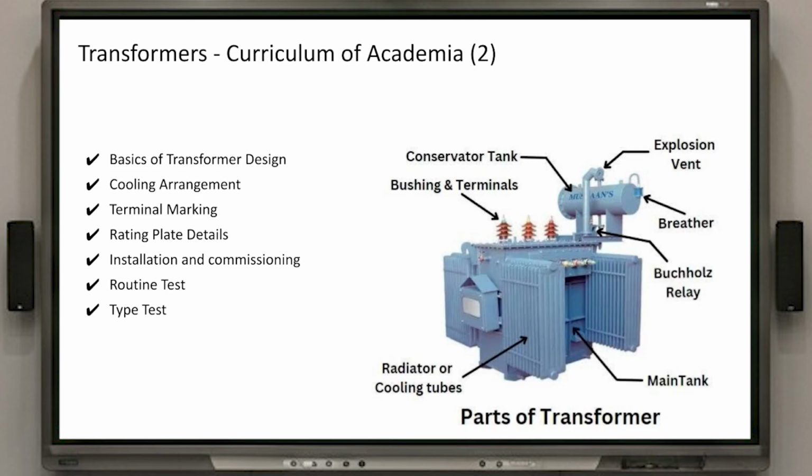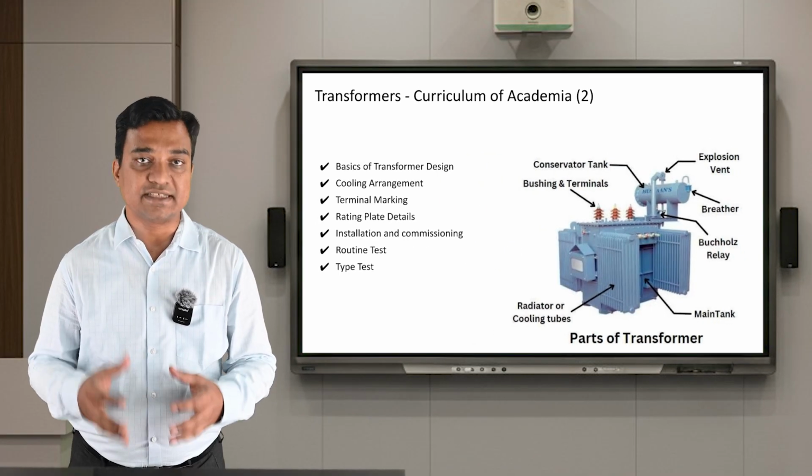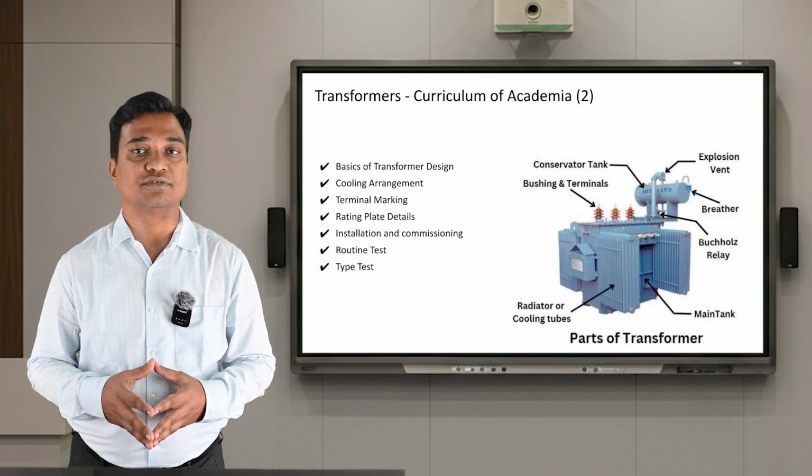Routine tests are the tests that are performed on the transformer during its manufacture or immediately after it to ascertain its conformity to the specified requirements, while type tests are the tests carried out for validating design compliance. So, these are the topics that are essentially covered during the academic discourse.